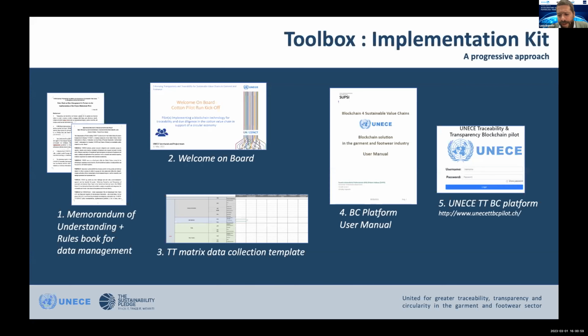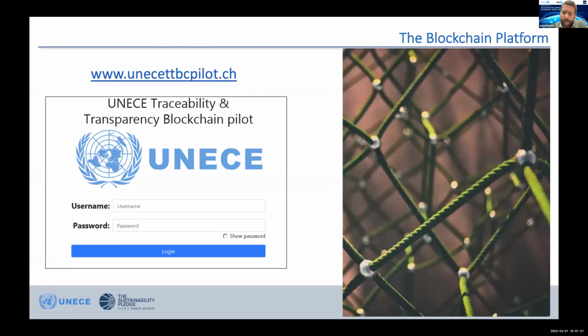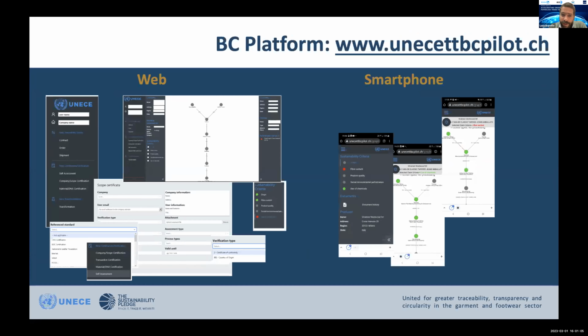To do this, in a second phase, so starting from last year, we have involved certifiers, certifying companies. So this is a view of our platform. You can see the nodes of the supply chain, and you can see here the type of risks covered for this specific use case.